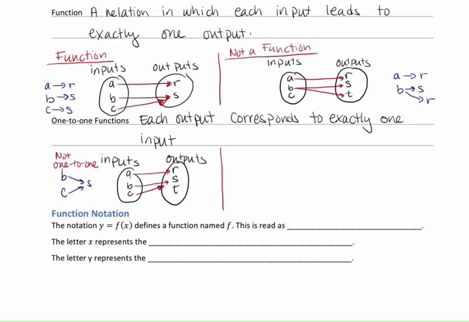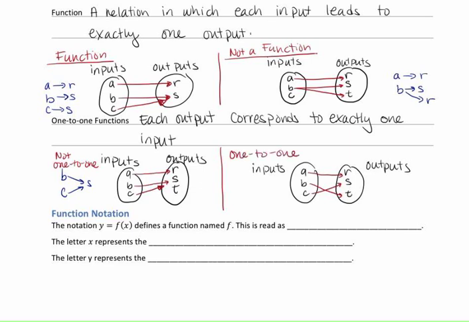Let's quickly sketch out another example. If I have my inputs here and my outputs here, I have A, B, C, R, S, T. I'm going to have A go to R, B go to T, and C go to S. This is a one-to-one function. Each output can only be reached by one input. So this is a one-to-one.